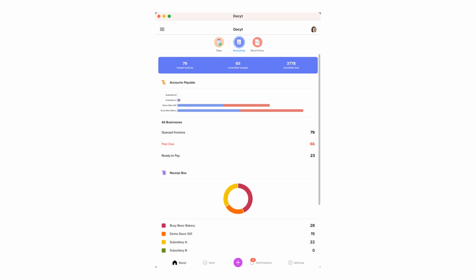First, let's focus on unpaid invoices. This section is crucial for tracking invoices that are yet to be settled. Keep an eye on these to ensure timely payments and maintain a healthy cash flow for your business.